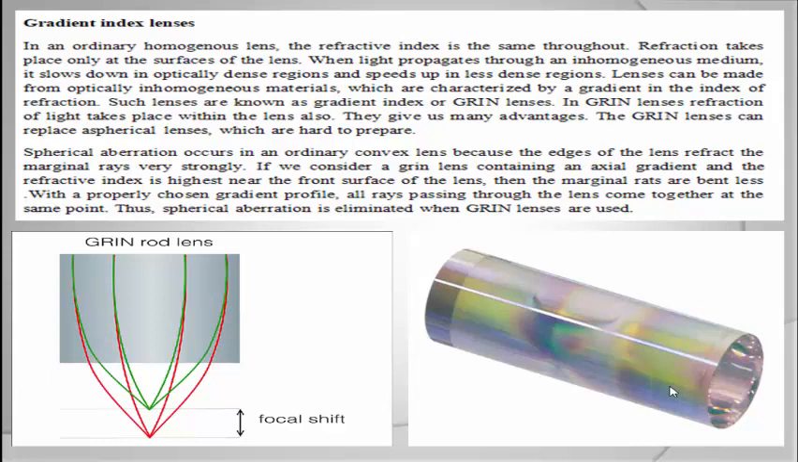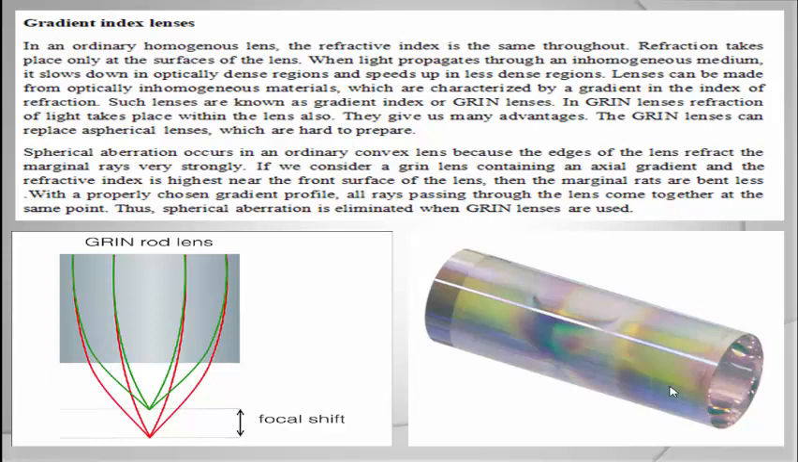In GRIN lenses, refraction of light takes place within the lens also. They give us many advantages. The GRIN lenses can replace aspherical lenses, which are hard to prepare.